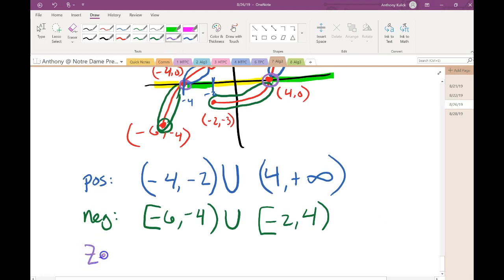And then lastly, we'll do the 0 part. How many zeros do we see? 2, which is finite. So we use the curly brackets for the finite ones, and we just list them.